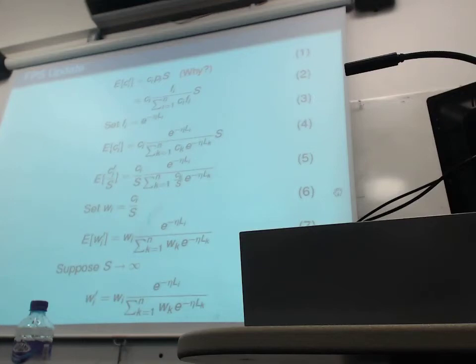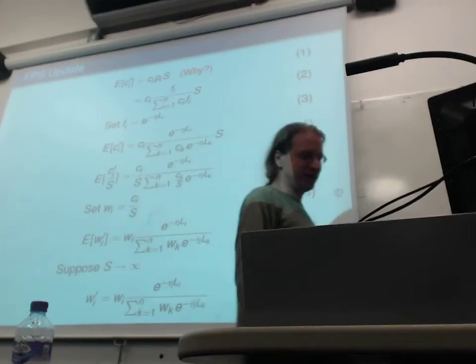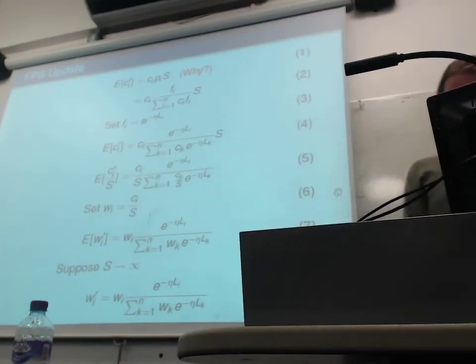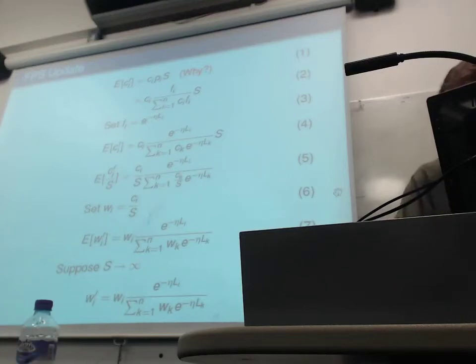Now suppose we let S, the number of individuals, go to infinity. Then we get exactly our experts algorithm update. Its weight is proportional to the loss of the other experts.